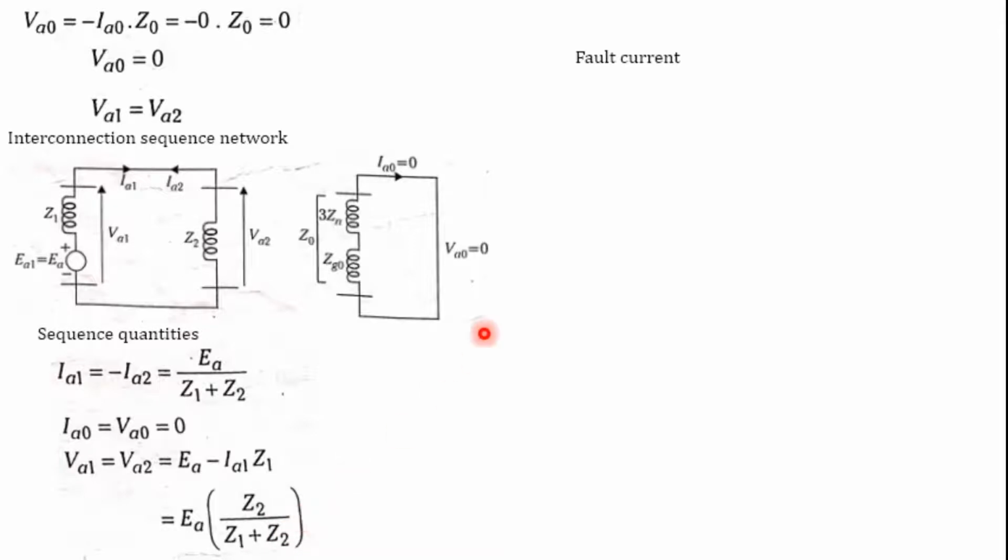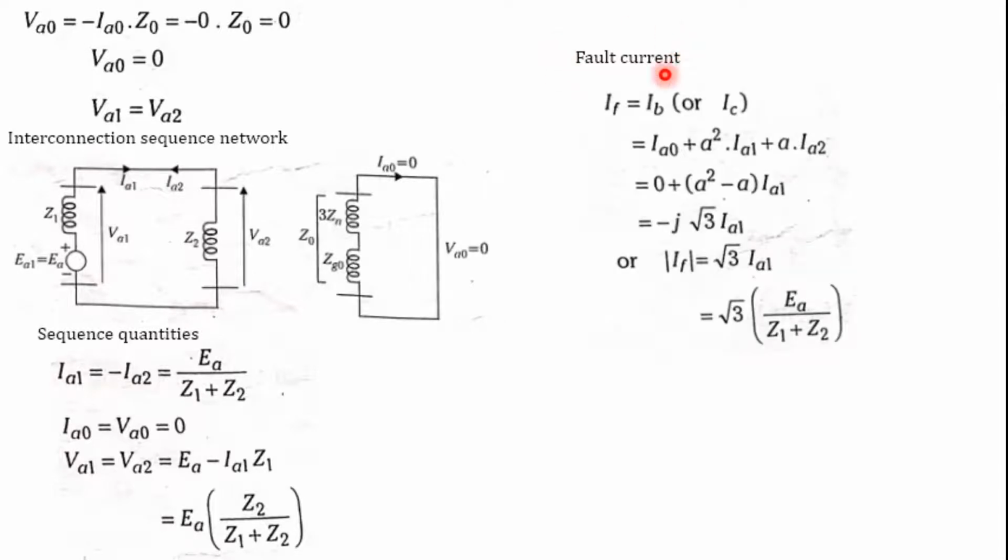Now we are interested in calculating the value of the fault current. Consider the fault current in phase B or phase C. For IB, this will become IA0 plus A square IA1 plus A into IA2. For IC, this will become A into IA1 plus A square into IA2. We already know IA1 is equal to minus IA2, so IA2 can be written as minus IA1.